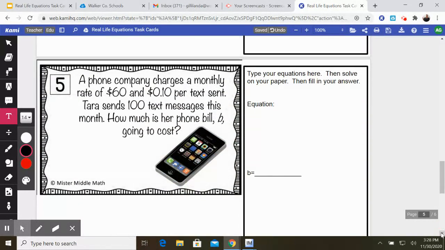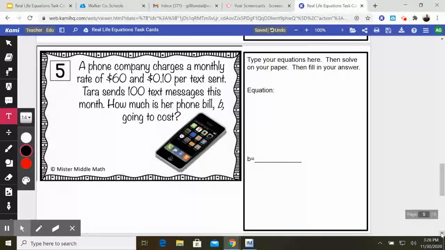Okay, let's do the next one. A phone company charges a monthly rate of $60, $0.10 per text sent. Tara sends 100 text messages this month. How much is her phone bill B going to cost?